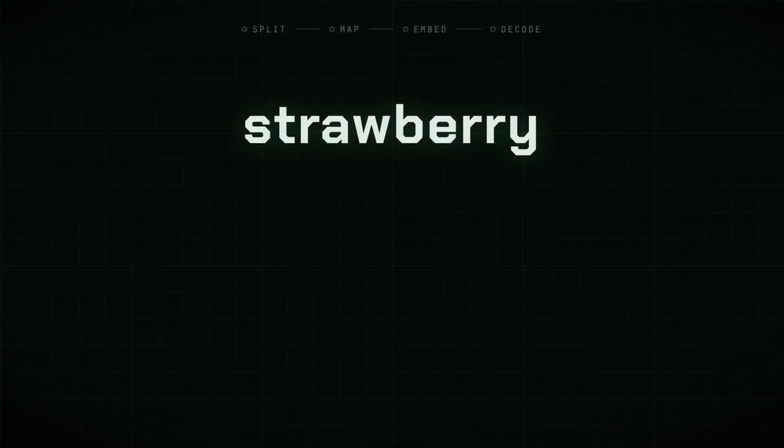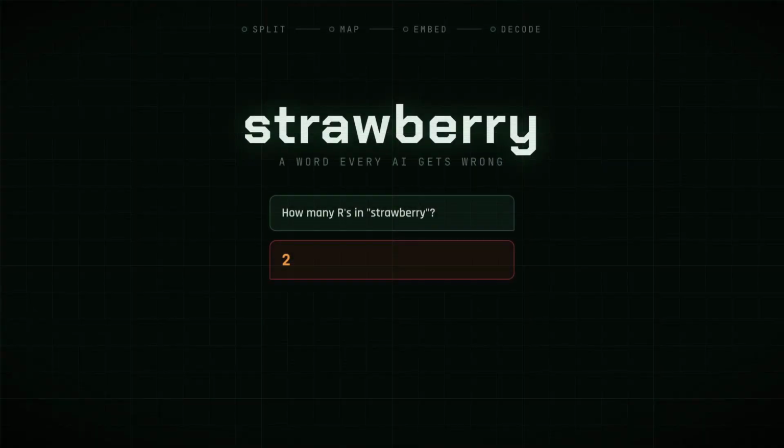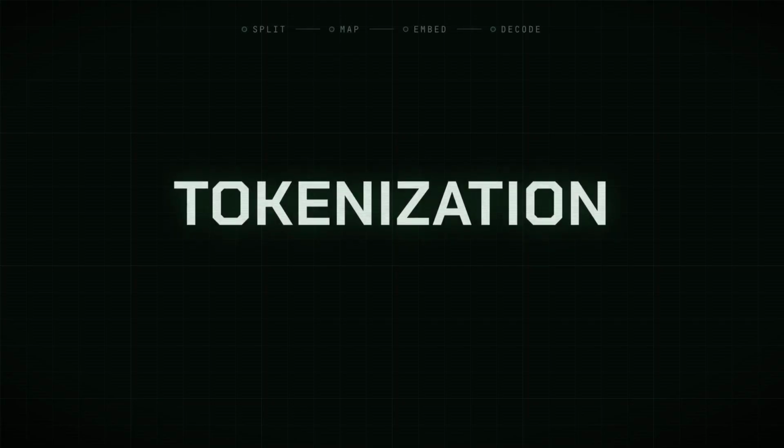Type the word strawberry, then ask an AI how many R's it has. Surprisingly often, it gets it wrong. To see why, watch what happens the instant you hit enter. The reason is simple. An AI never really sees your letters.